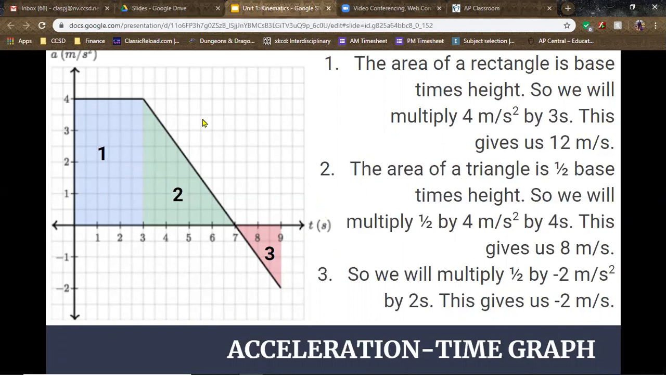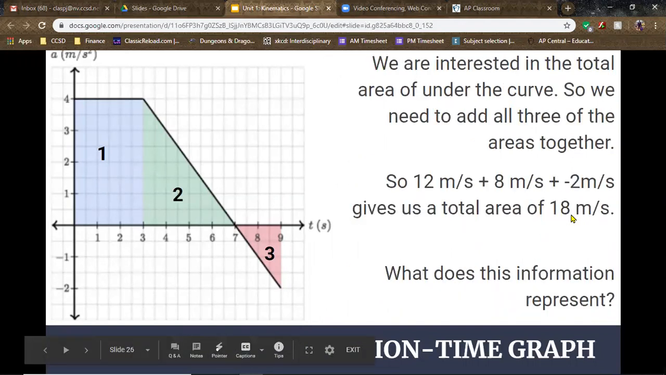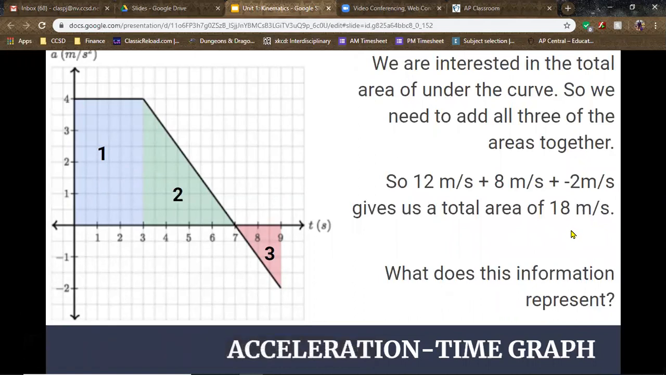So to calculate the total area, I'm going to combine 12 meters per second, 8 meters per second, and negative 2 meters per second. All right. That gives us a total area of 18 meters per second. So the total area under this curve would be 18 meters per second. Well, what do you think that that information represents?